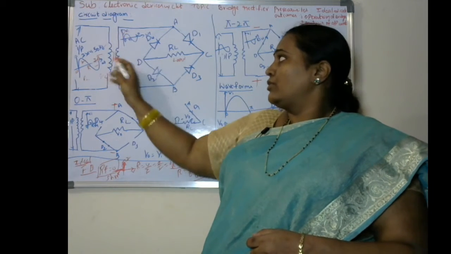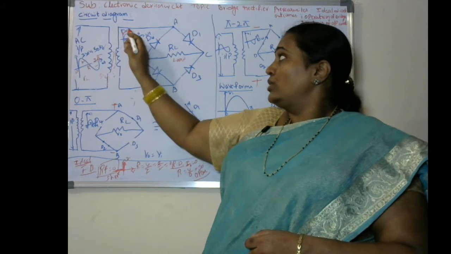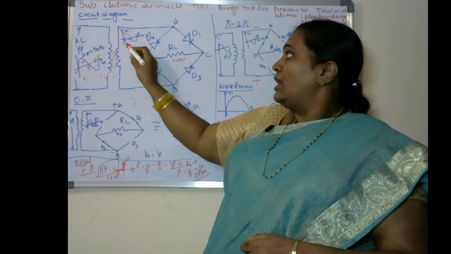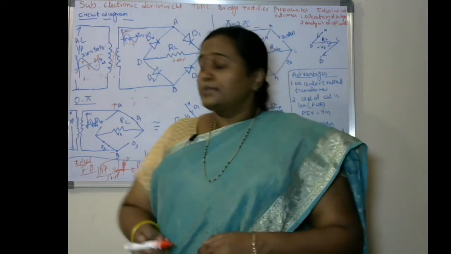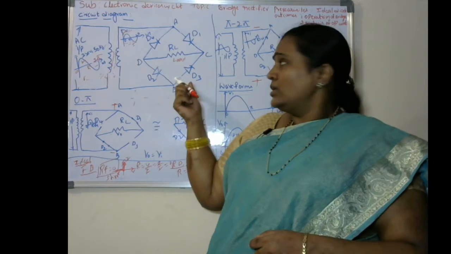I am assuming the number of turns is going to be very small, that's why here the voltage is going to produce only 5 volts. For the positive section it is going to produce a positive 5 volts, and for the negative section it is going to produce minus 5 volts.